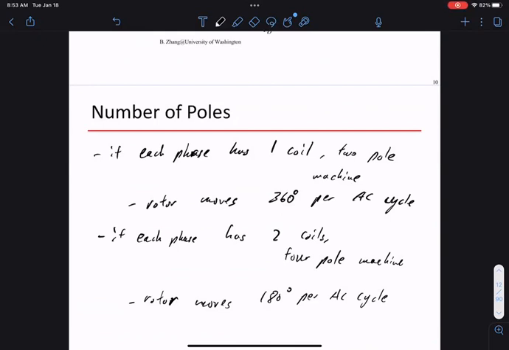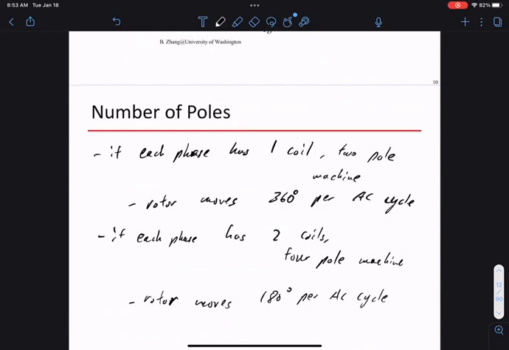All right. So then we have a simple question. The coil is added on the stator, right? You add pairs of coils. So they're evenly spaced out, so everything is still symmetrical.